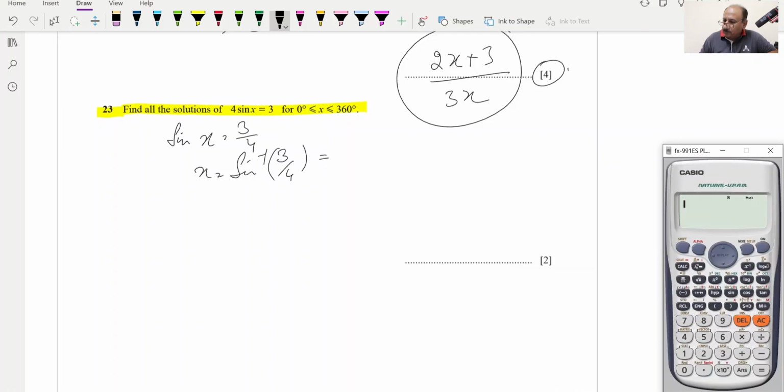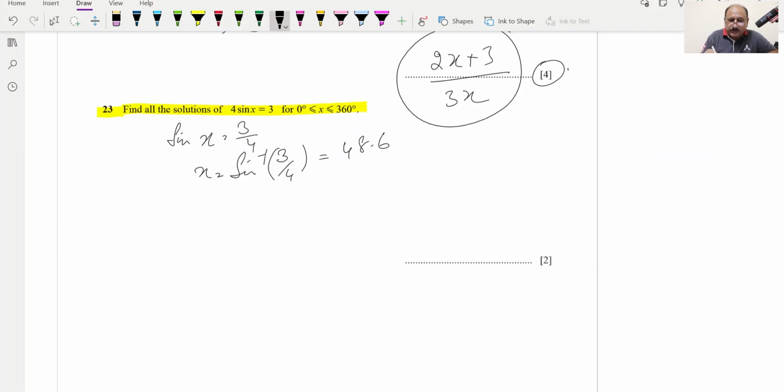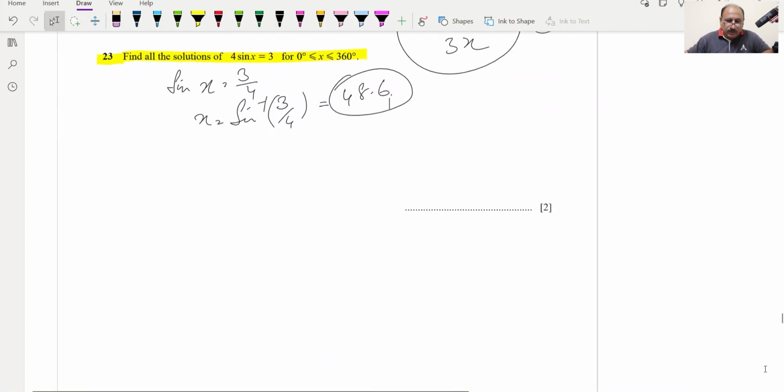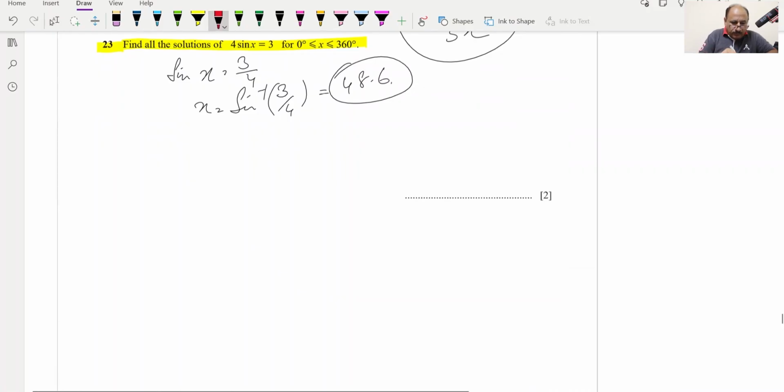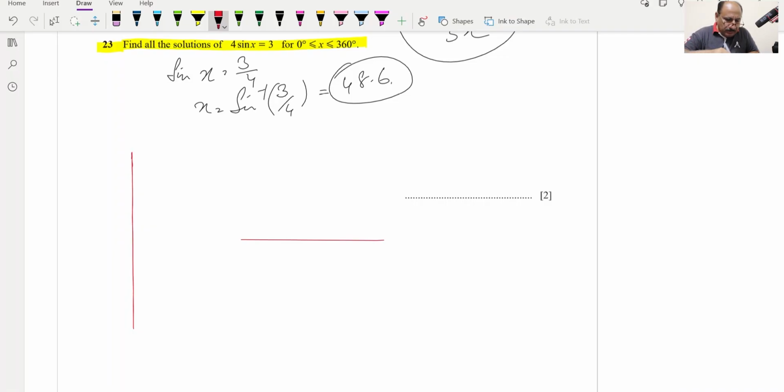So mode 1, and this will be shift sine of 3/4, and this will be equal to 48.59. So we can write 48.6. Now this is the value. Now we have to draw the graph. So to draw the graph, we can take the y-axis like this one, and the x-axis we can draw like this. So this is our x-axis and this is our y-axis.